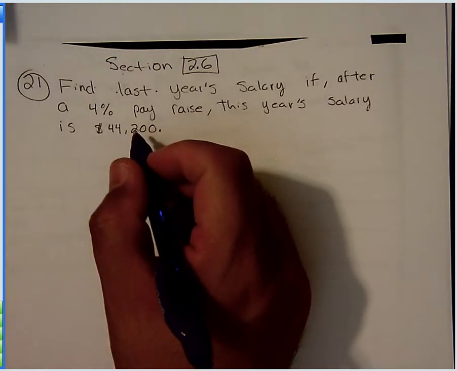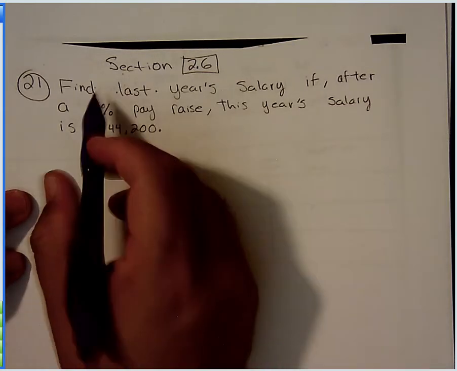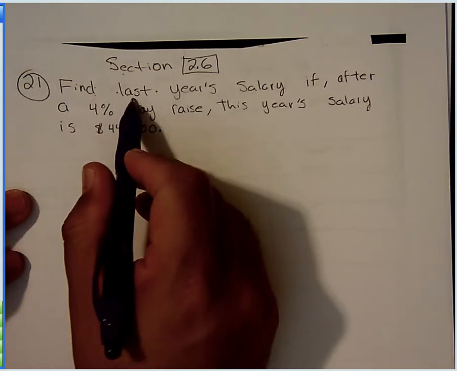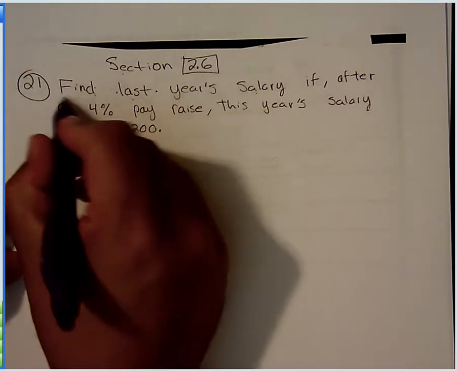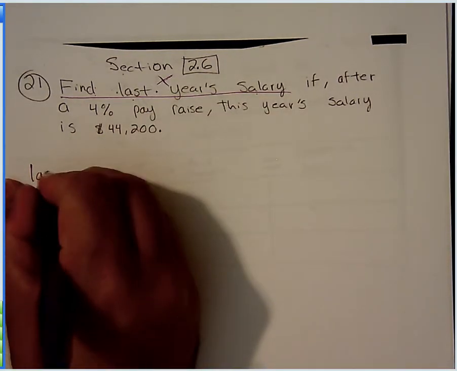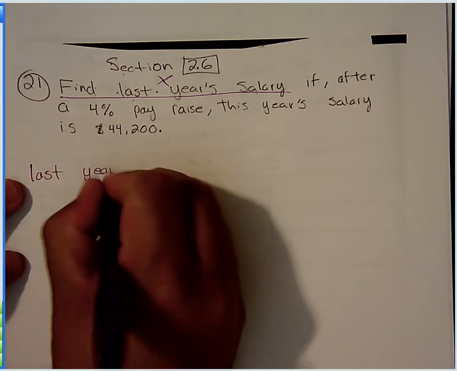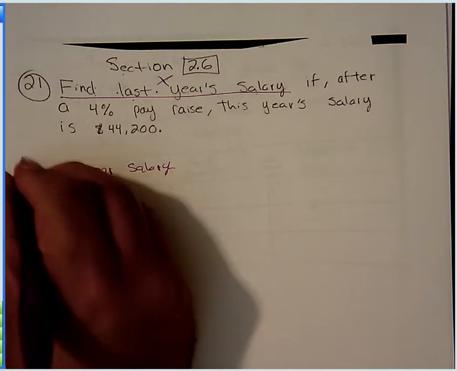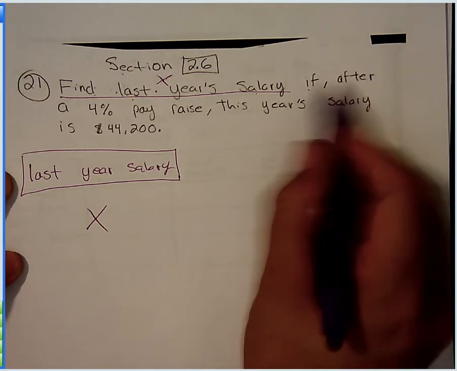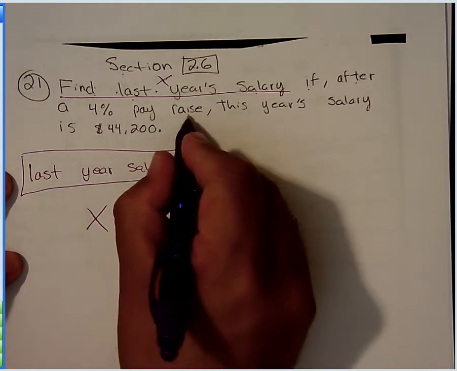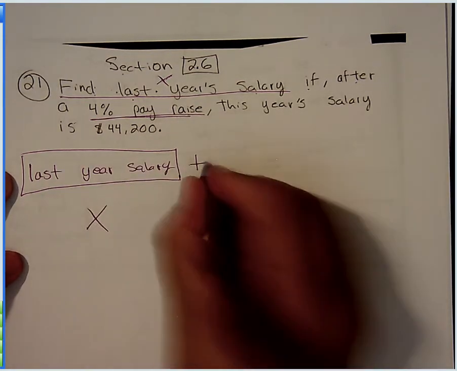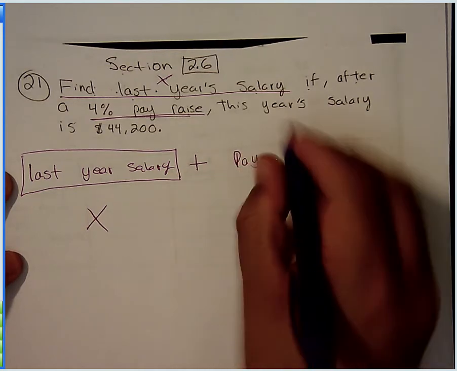Alright, so 21, the same thing. So you will do 20 and 22. Find last year's salary. So again, they're asking for the x. So I'm gonna put here last year salary. In words, that represents the x. That's what they want us to find. If after a 4% pay raise, so a raise, which is good. Now a raise means you're adding. So I'm gonna put here pay raise.